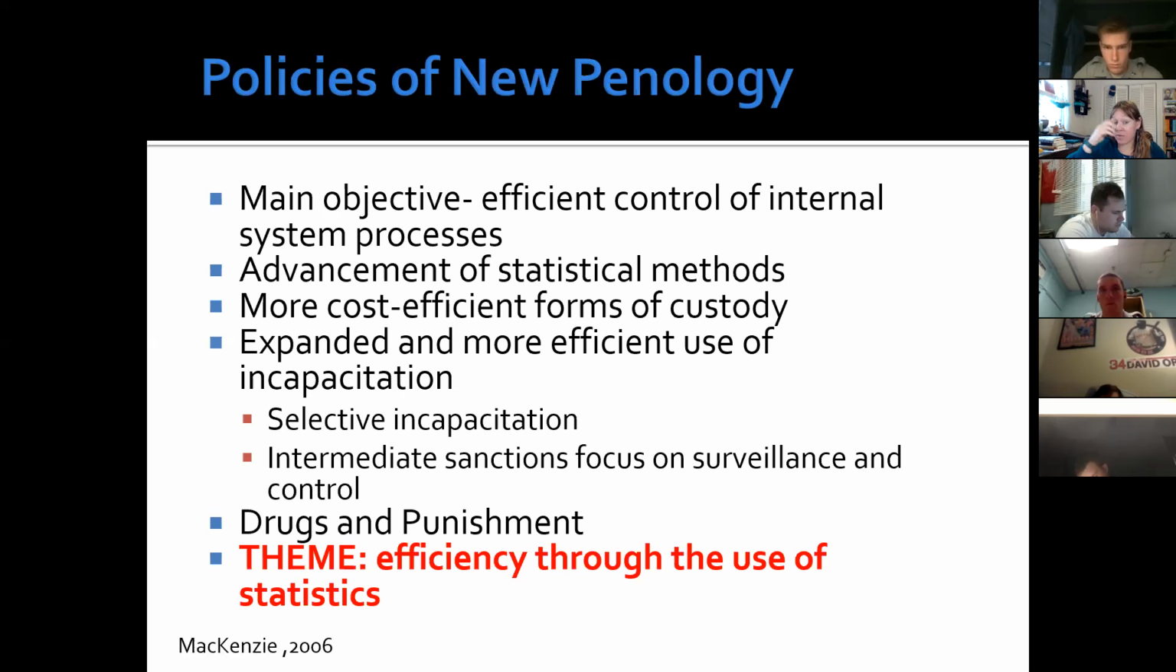This new objective manifested itself in several ways. The first one is the advancement of statistical methods. Just like I was saying, if you are going to use a computer system to calculate risk levels, you need statistics to be able to do that. A perfect example of this, and I'll go right into this next, is more cost-efficient forms of custody. A lot of the ways the incarcerated settings dealt with making it more cost efficient was to use statistical methods.